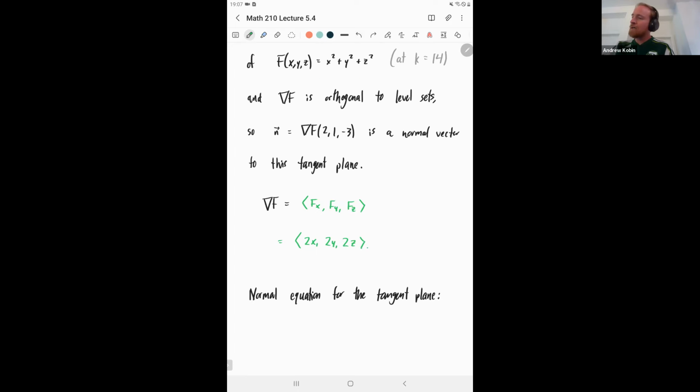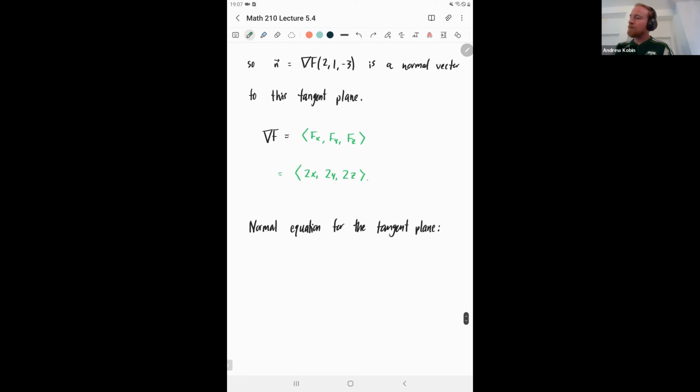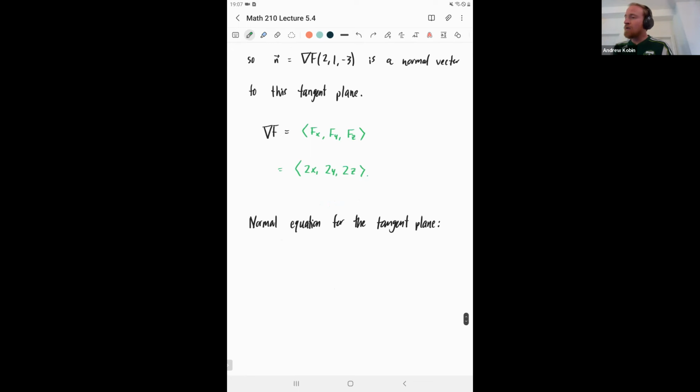Now that we have our gradient vector, we know that plugging in any point on the surface, x comma y comma z, will determine a normal vector to the tangent plane to the surface at that point.